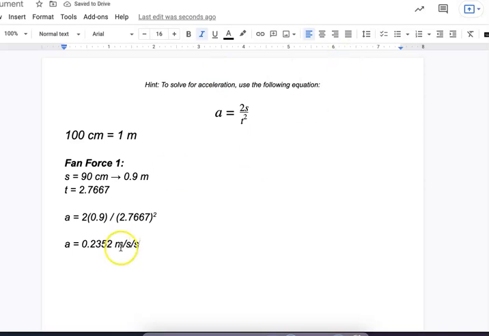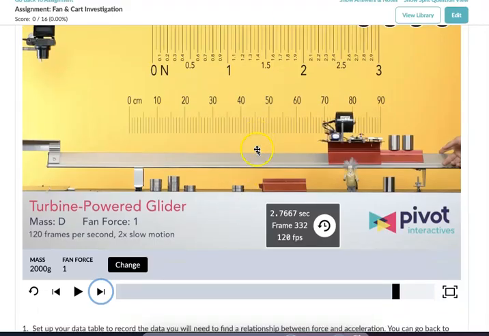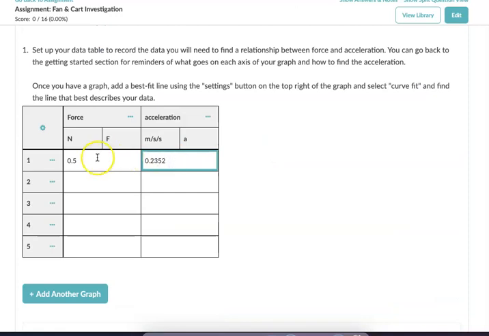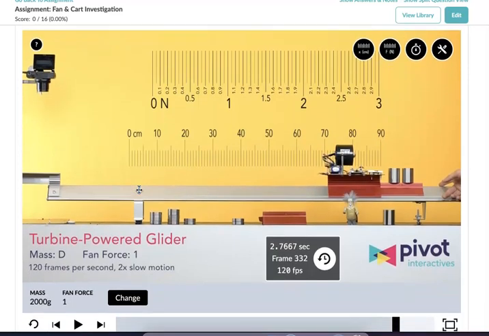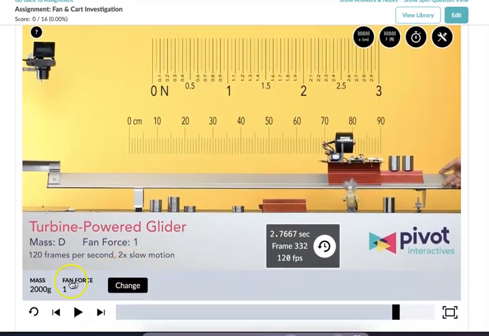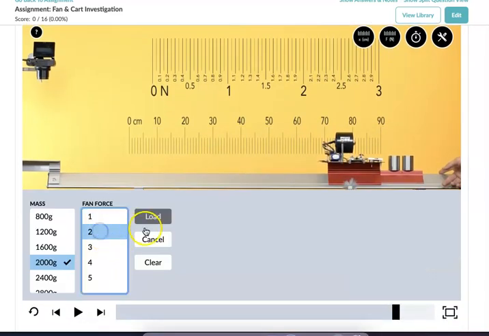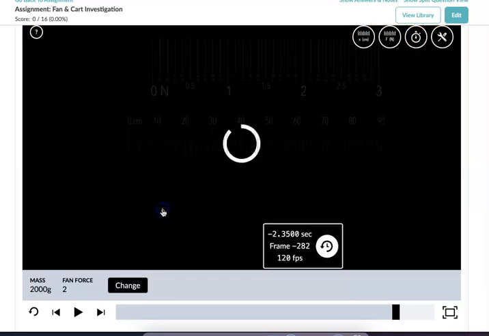I'm going to take that value, I've copied it, and I'm going to go to my first acceleration, and look, at 0.5 newtons fan force, I get 0.2352 meters per second squared for my cart. Now I'm going to say, okay, that's for fan force 1. I now want to do 2, so I click 2. I'm going to click load.